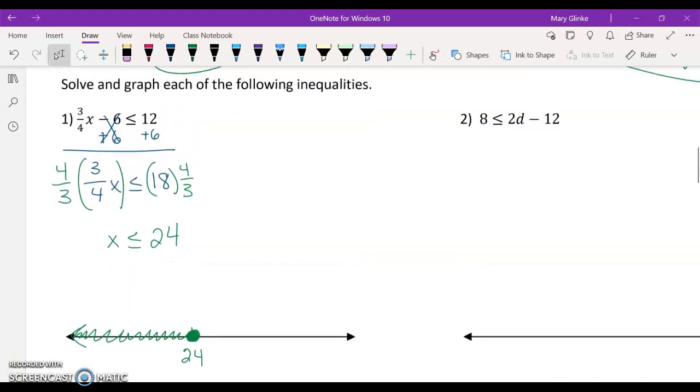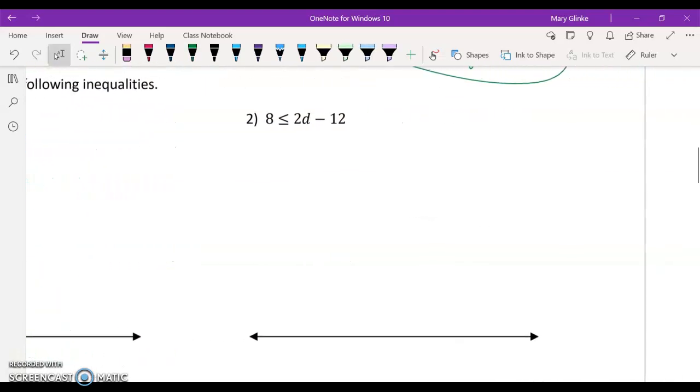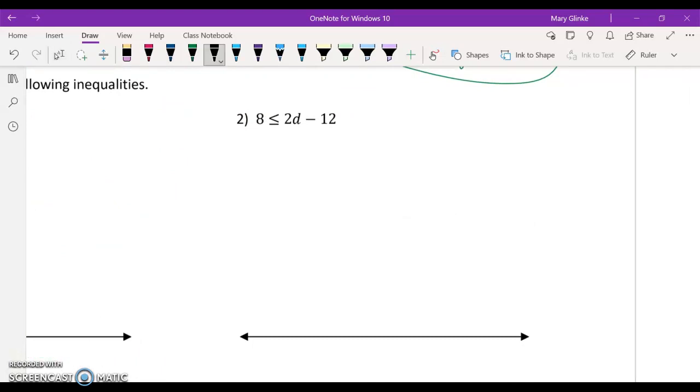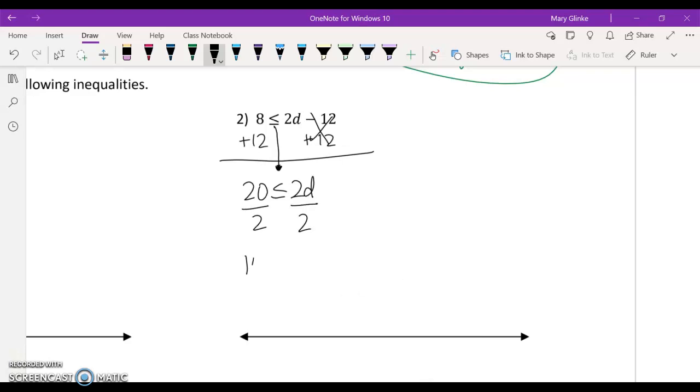Now we're going to solve another one using the same idea. We're going to get d by itself, just like a normal equation. We would add 12 to both sides. We would get 20 is less than or equal to 2d. I would be very careful, even though we're solving this like an equation. Make sure you keep your sign the same direction the whole way down. Don't write equals. So we divide by 2 and get 10 is less than or equal to d.